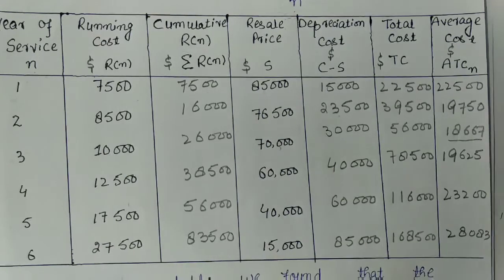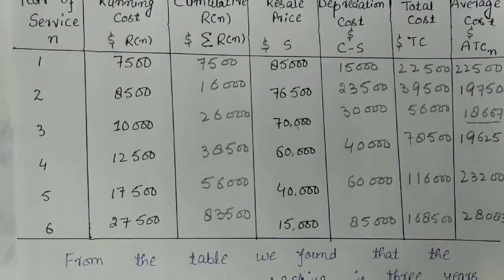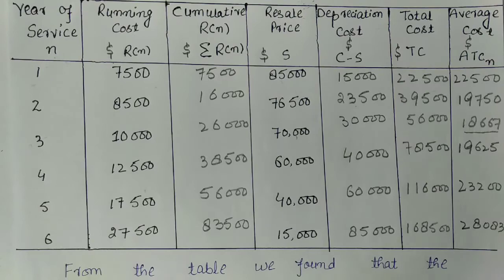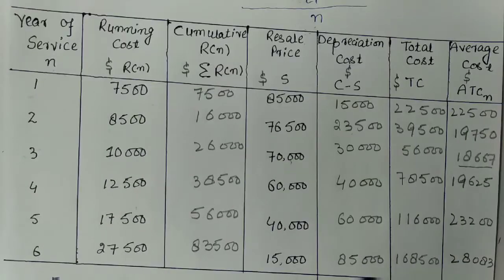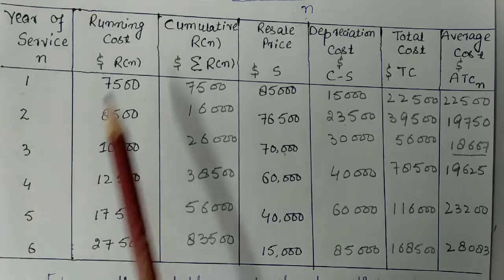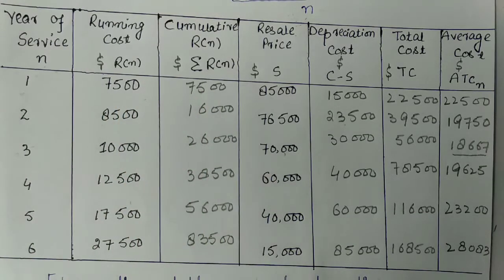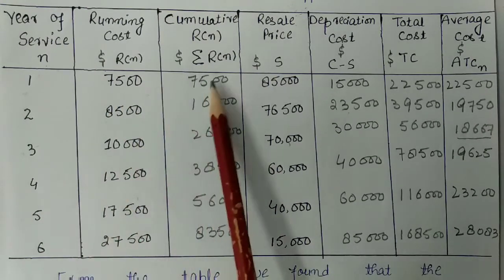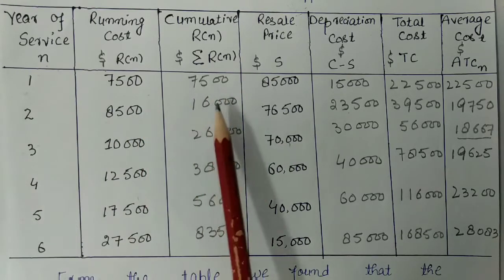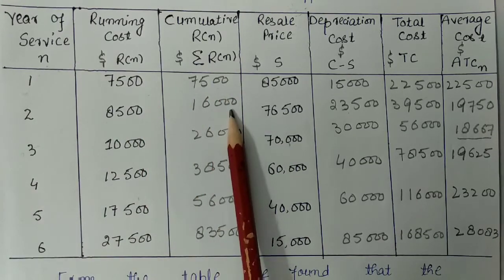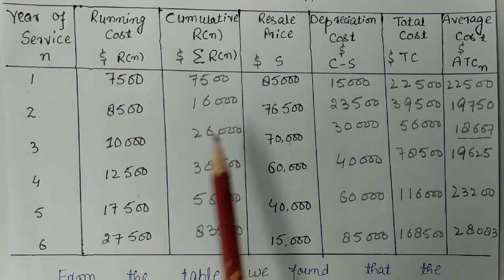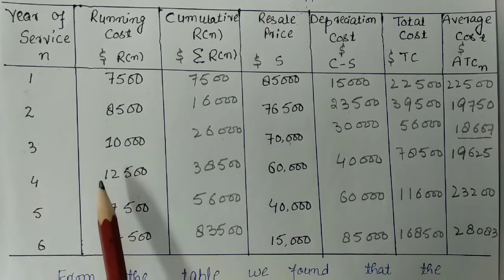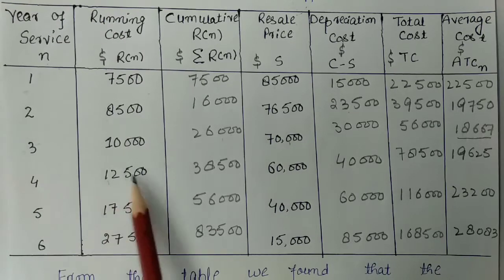Now, in order to find the average cost, we will first of all find the cumulative running cost. For the first year, the cumulative running cost is 7,500. For 2 years it is 7,500 plus 8,500, which becomes 16,000. Then 16,000 plus 10,000 is 26,000, then 26,000 plus 12,500, and so on.